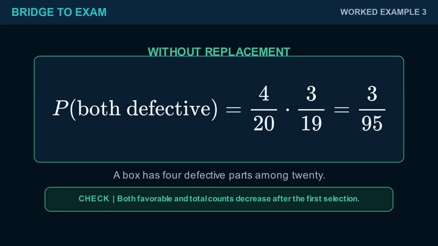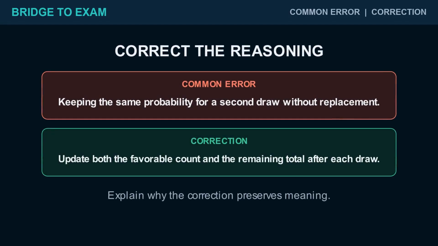Worked Example 3. A box has 4 defective parts among 20. Selecting 2 without replacement gives 4/20ths for the first defective part, then 3/19 for the second. The product simplifies to 3/95. Check. Both favorable and total counts decrease after the first selection.